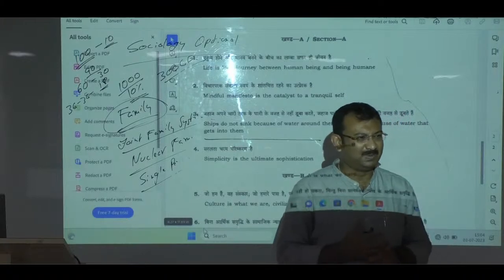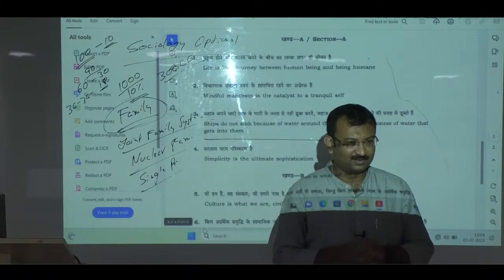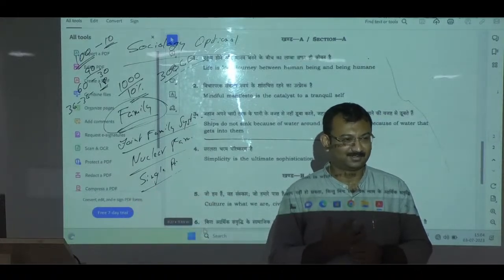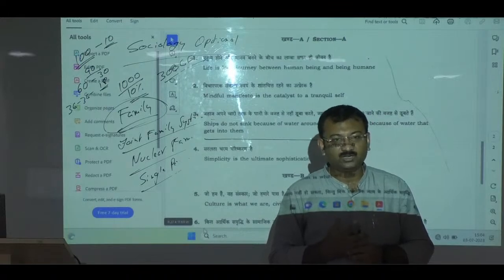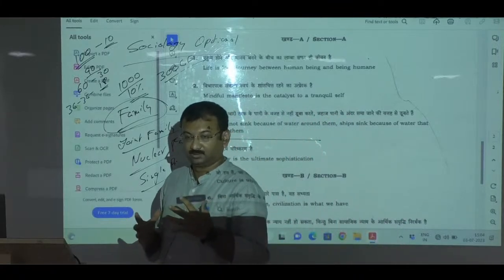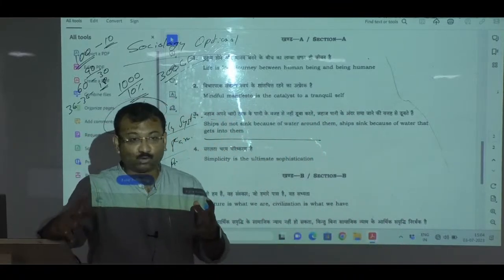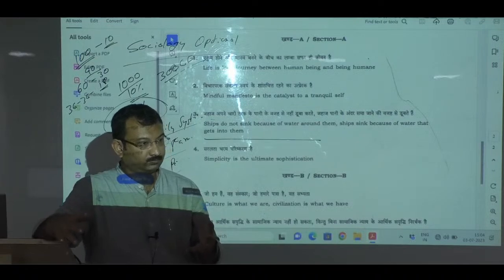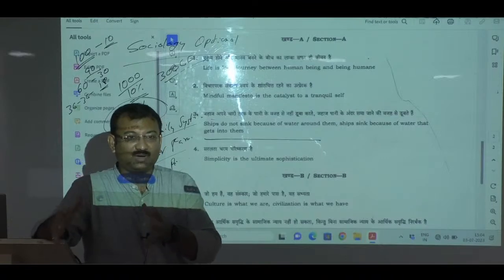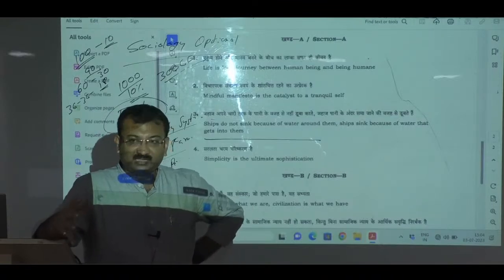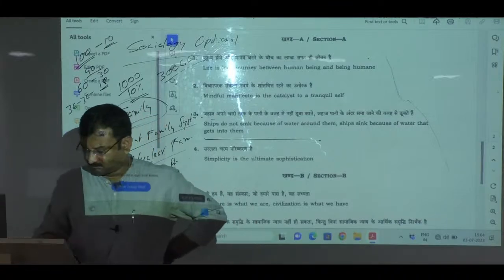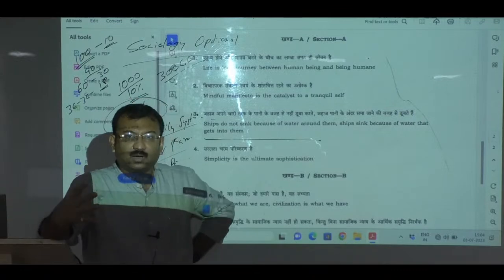Now, don't we think that being modern means wearing jeans and all that? Show me one photograph of Raja Ram Mohan Roy wearing jeans. Right. Modernity is about ideas. Rationality, scientific thinking, that's modernity. Okay. Now, when I look at Raja Ram Mohan Roy, what do I see? I see that frustration.